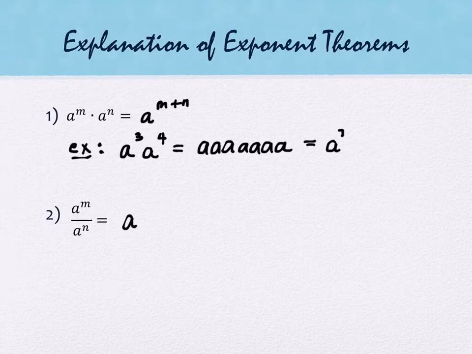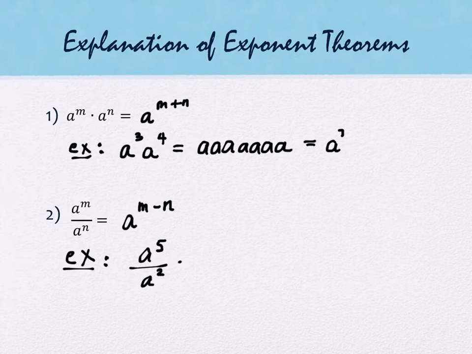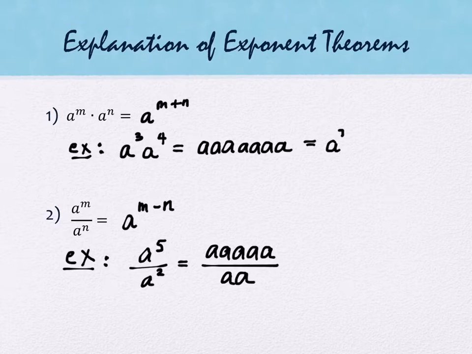Next one looks a little bit different. You guys, again, told me that this is subtraction. So we're going to do the example of a to the 5th over a squared. Okay, you guys know how to do this. What is a to the 5th? Yeah, lots of a's. And it's divided by a squared, which is a times a.